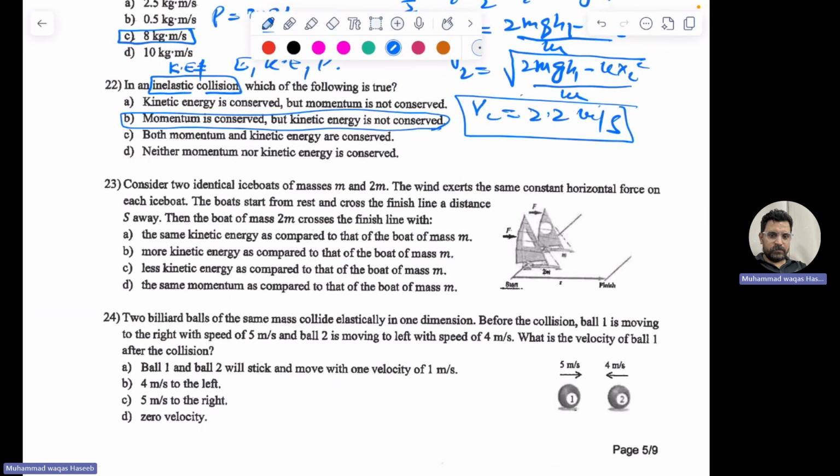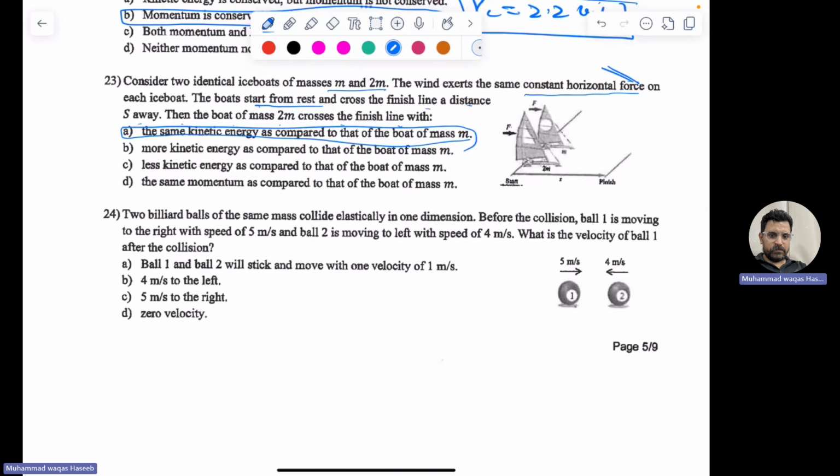Now, consider two identical ice boats of mass m1 and m2. The wind exerts the same constant horizontal force on each ice boat. The boats start from rest and cross the finish line, a distance s away. Then boat 2 of mass m2 crosses the finish line. They have the same kinetic energy as compared to the boat of mass m because they have the same constant force.